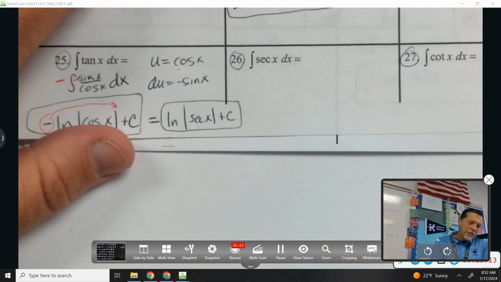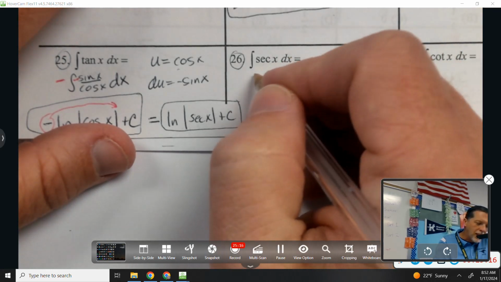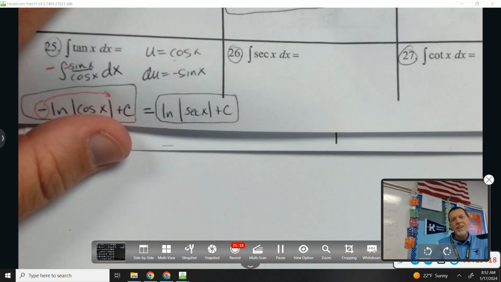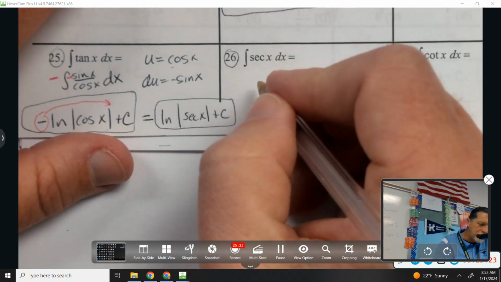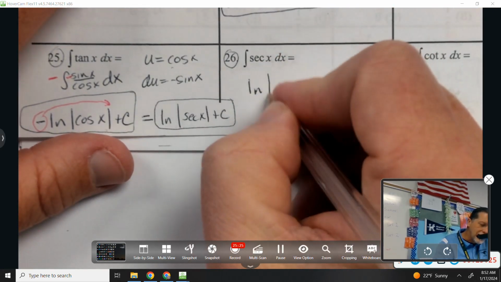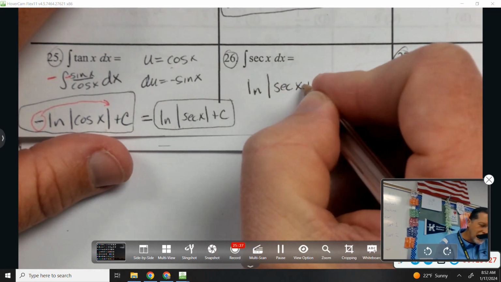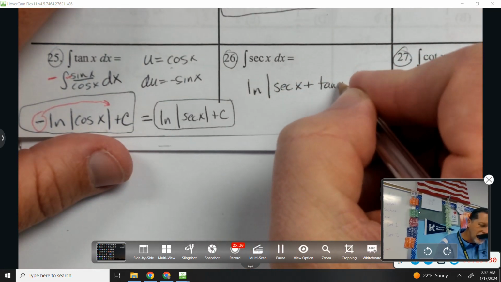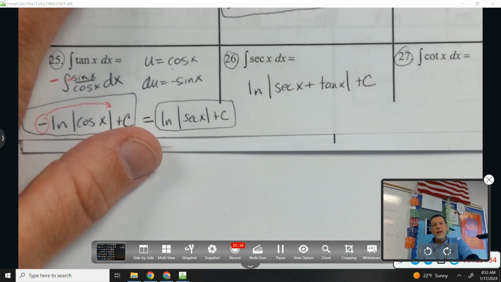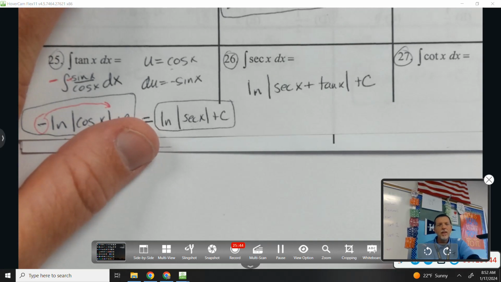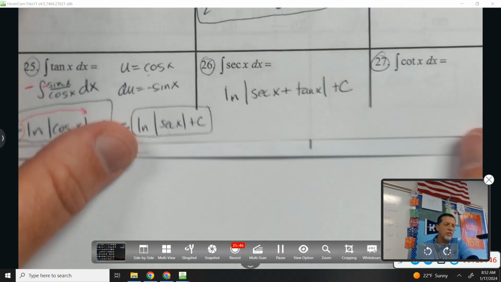26, that's our regularly scheduled problem. That one, that's the weird one. If you want to get there the long way, you have to multiply top and bottom by secant plus tangent, I think. Yuck. That one you should just memorize. It's the natural log of secant plus tangent. You could check that by taking the derivative, but it'd be kind of a long way around. So those are the ones you just have to know.